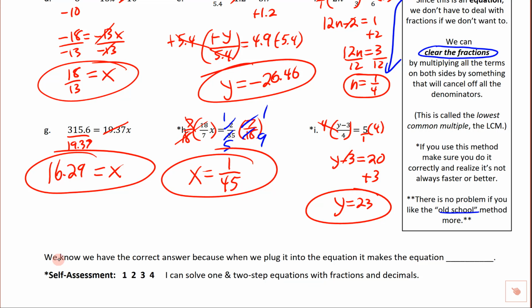And we want to do one more thing. We know we've got the correct answer because when we plug it into the equation, it makes the equation true. I'm hoping everybody knows the answer to this at this point. The whole point of solving an equation is to find a number or numbers that when you plug it in, it makes the equation true. That's what we're after here, is we want to make those true equations when we plug in the solution.